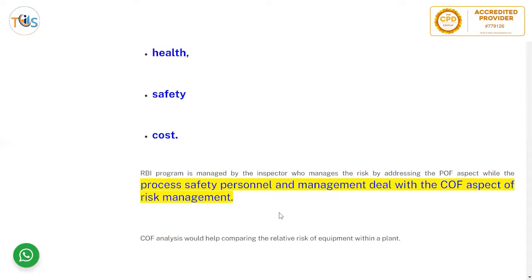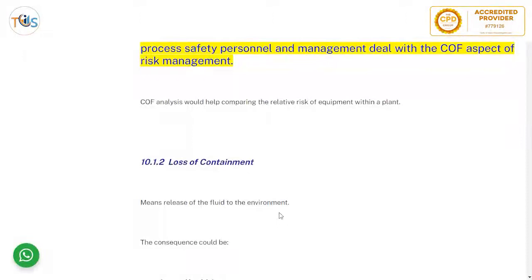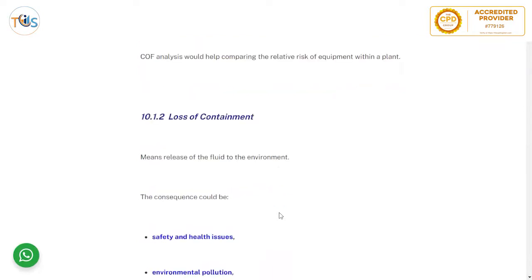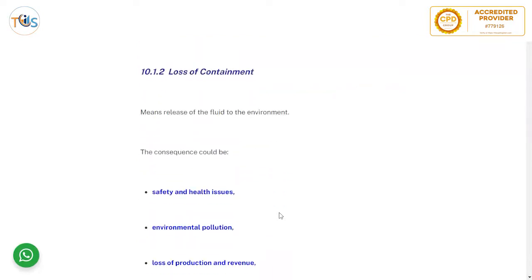So this can be a potential exam question. RBI: the inspection is concerned about probability of failure, whereas process safety personnel and management are concerned with consequence of failure. COF analysis would help in comparing the relative risk of equipment within a plant. So remember, there is always a relative risk. It's not absolute risk. Loss of containment means release of fluid to the environment.